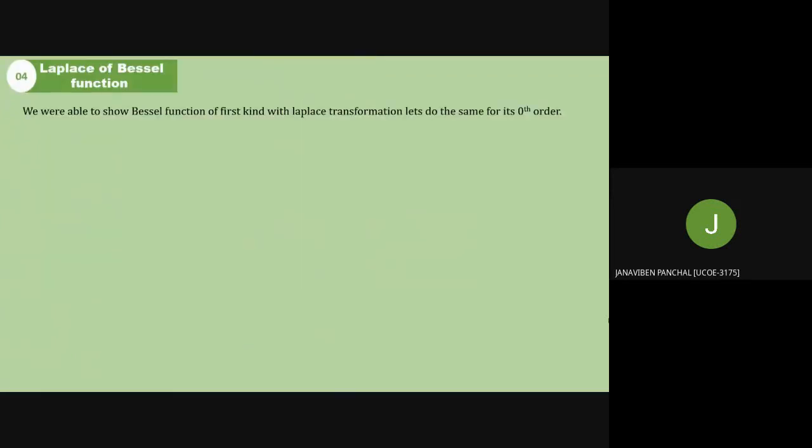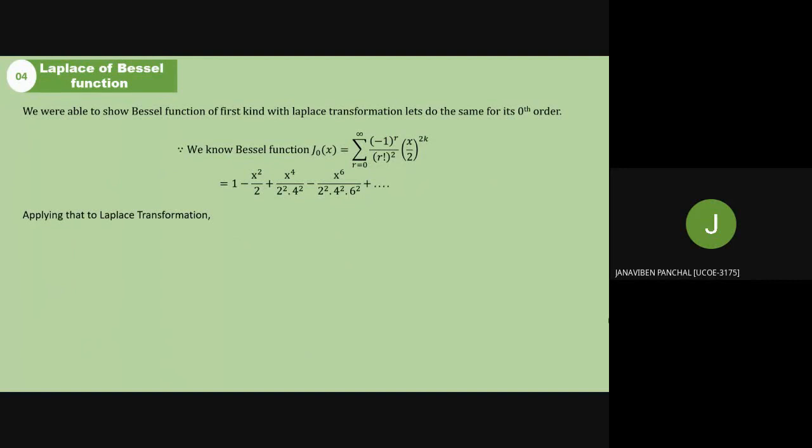Now we did the Bessel equation of first kind with Laplace transformation. Now let's do it for the zeroth order. For zeroth order, the Bessel equation is d square y upon dx square plus 1 by x dy by dx plus y equals to 0. Now for J naught of x equals to 1 minus x square by 2 square plus x raised to 4 by 2 square into 4 square minus x raised to 6 by 2 square into 4 square into 6 square plus we'll continue that.